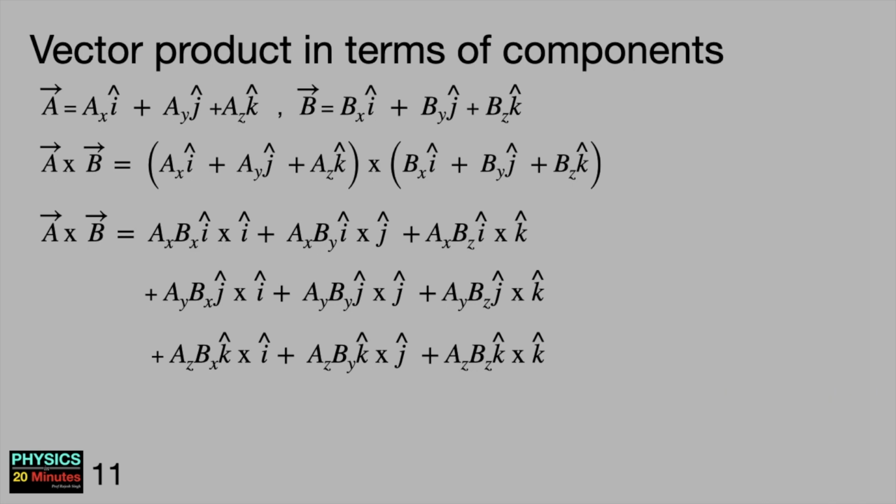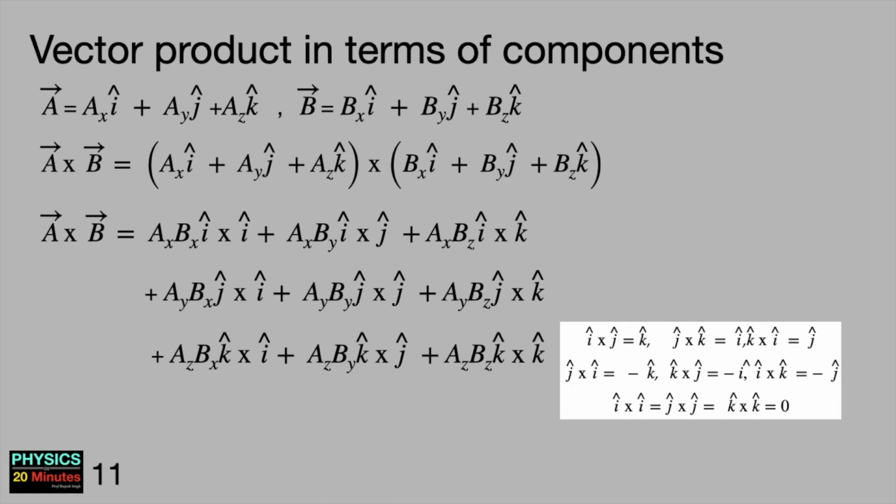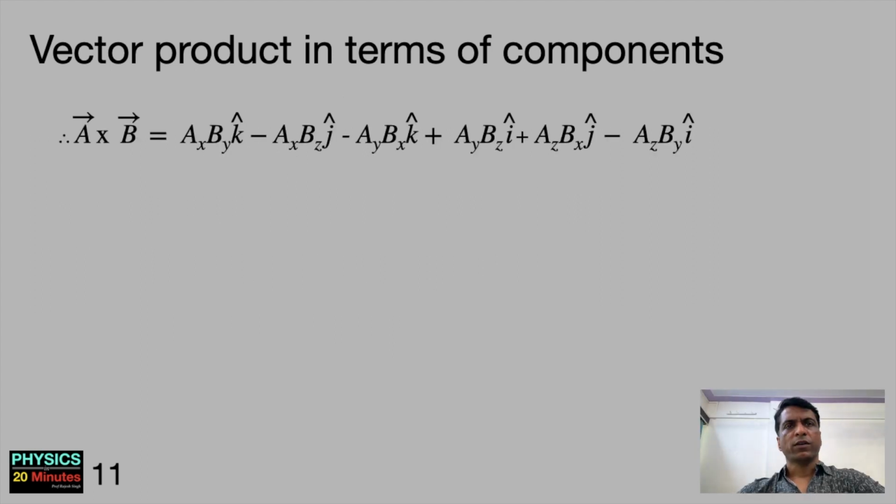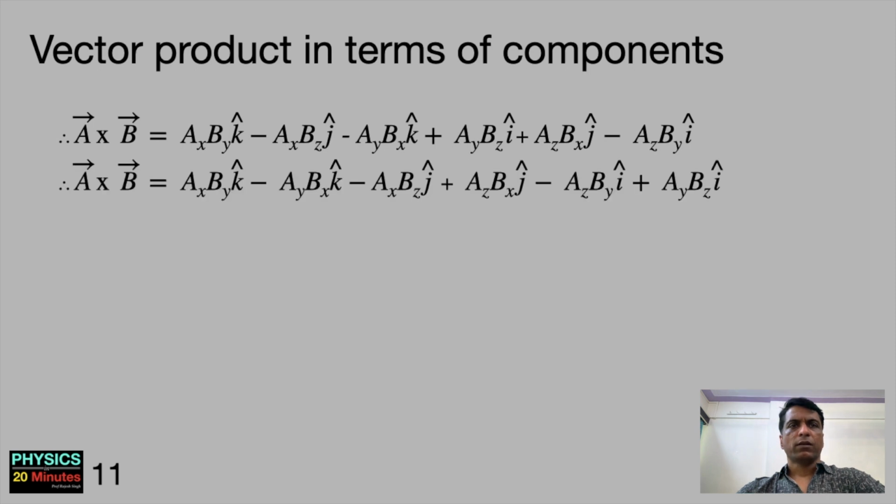We have already developed the rules for cross product of unit vectors. We can use these solutions in this equation and simplify it further. Once you simplify it, your equation will reduce to ax by k cap minus ax bz j cap minus ay bx k cap plus ay bz i cap plus az bx j cap minus az by i cap. You can club the terms with similar unit vectors together.